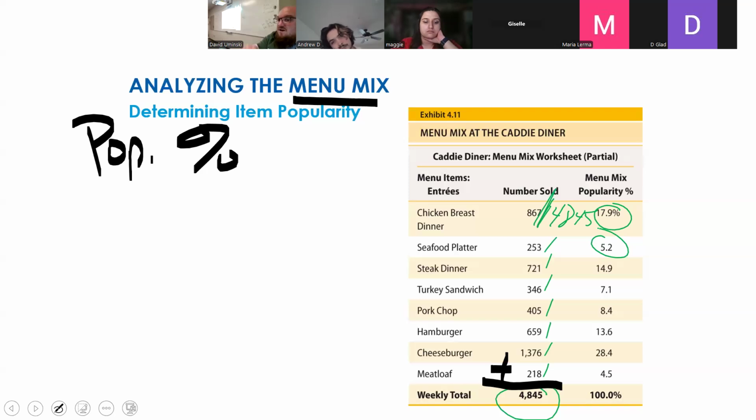Everyone take at least one of those numbers. I don't care which one it is. Actually, two of them. Everyone practice two, so you see the answer. You pick any two numbers, and then you're going to divide those by 4,845 and see if your calculator gives you the same answer as what you see on the screen.